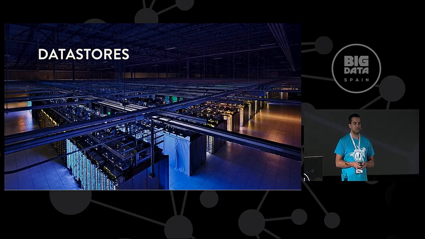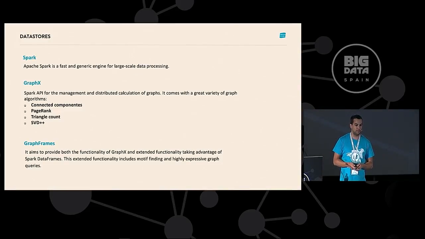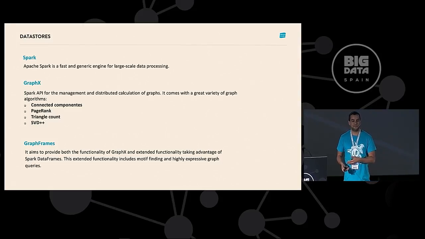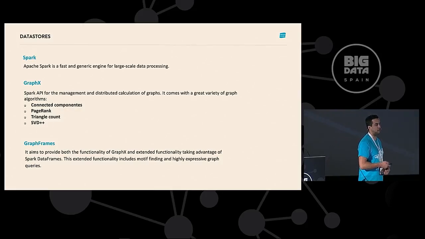The data stores we have selected are both part of the Spark API. As we know, Spark is a large-scale data processing engine for distributed work. And GraphX is one of the most famous graph managers inside the Spark API. It comes with a great variety of graph algorithms that we can apply on our data set, like connected components, page rank, triangle counting, SVD, etc.